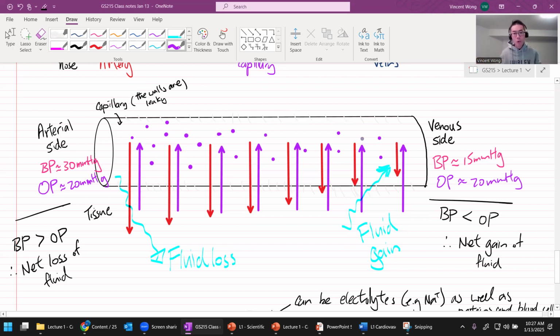And it's going to draw more fluid into your blood vessels. So all that fluid that's being retained in the blood vessel contributes to your blood volume. Higher blood volume results in higher blood pressure. So that's why you should cut down on your sodium intake if high blood pressure is a concern for you.